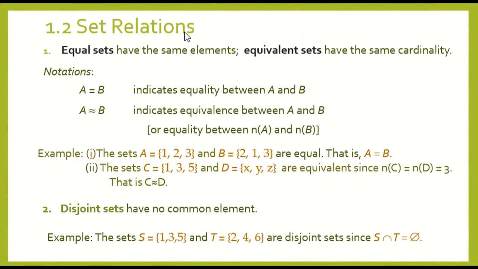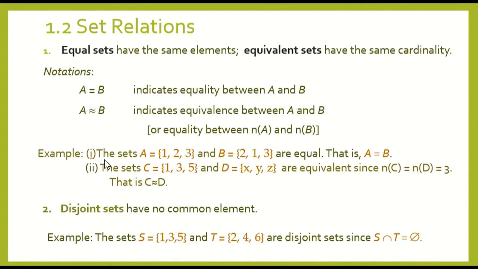Now we have set relations. Equal sets have the same elements. Equivalent sets have the same cardinality. So, kung same og elements, ang tawag niya equal sets. Kung same lang og cardinality, ang tawag niya equivalent sets. So, notations. A is equal to B indicates equality between A and B. A is equivalent to B indicates equivalence between A and B, or equality between the cardinality of A and the cardinality of B.